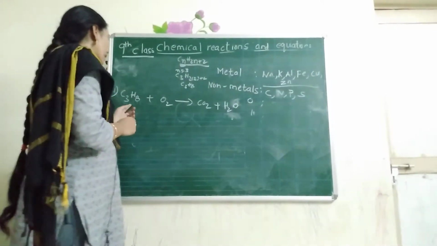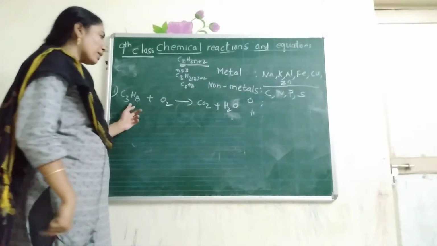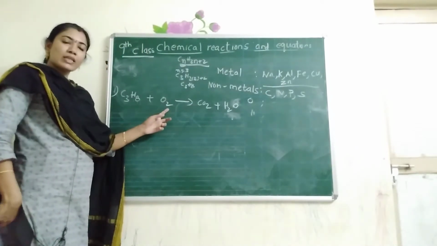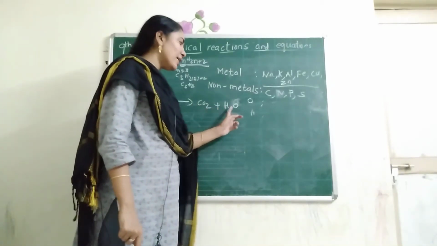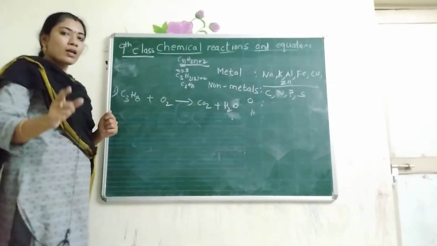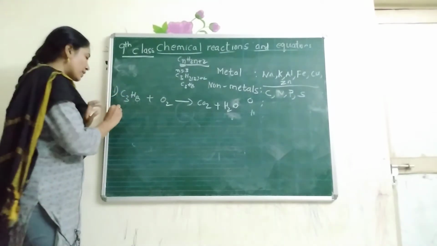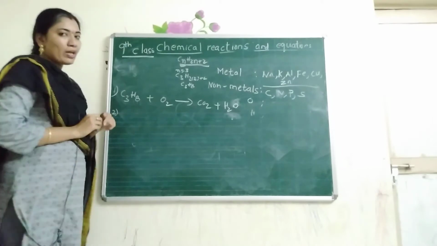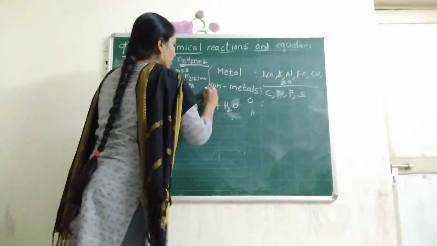We have to write the correct chemical formulas for the reactants and products. This is the chemical formula for propane, this is the chemical formula for oxygen, this is the chemical formula for carbon dioxide, and this is the chemical formula for H2O, water. Okay, the first step is over. Then what is the second step? In the second step, we have to balance the chemical equation by using this order.